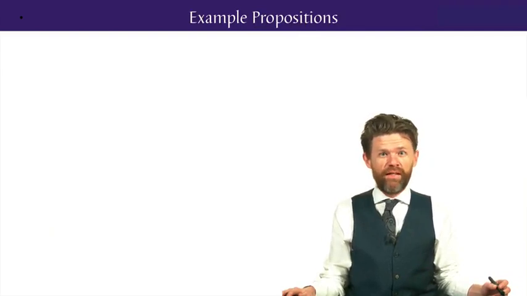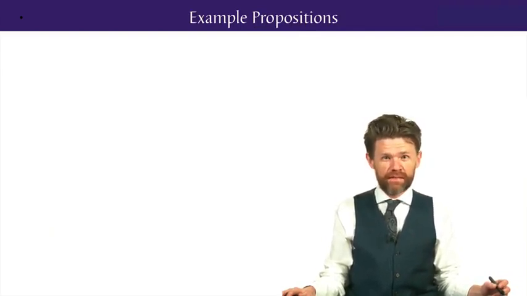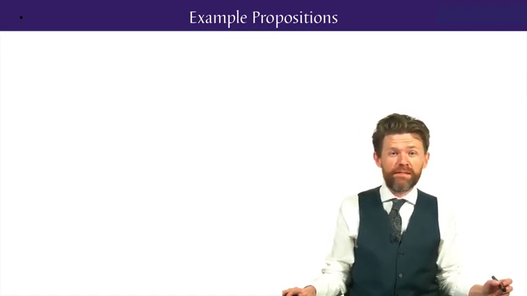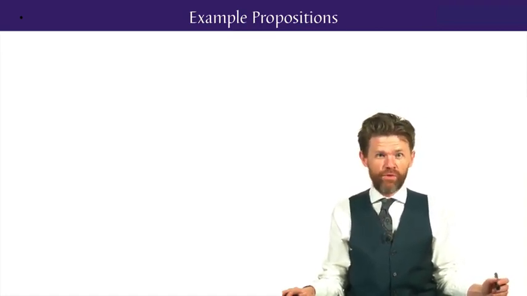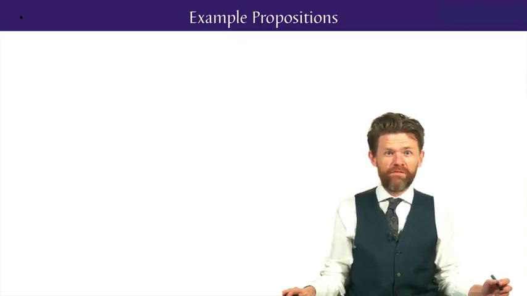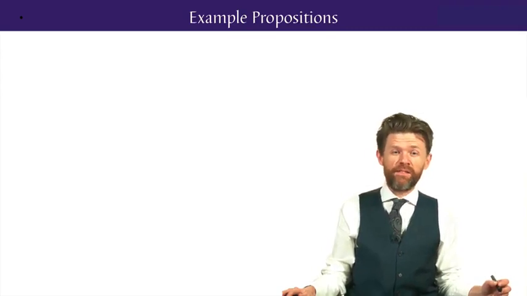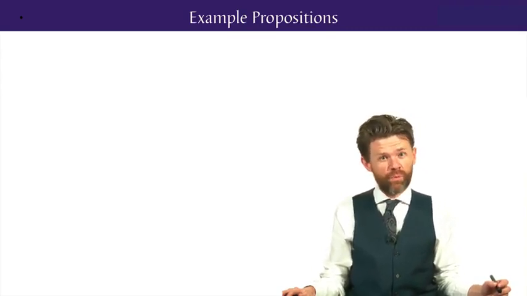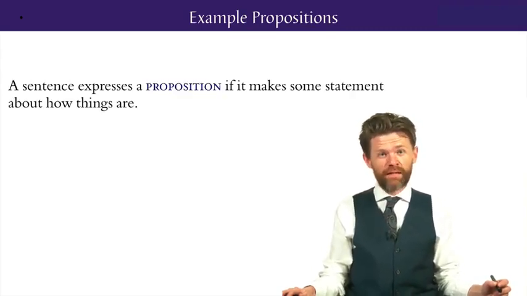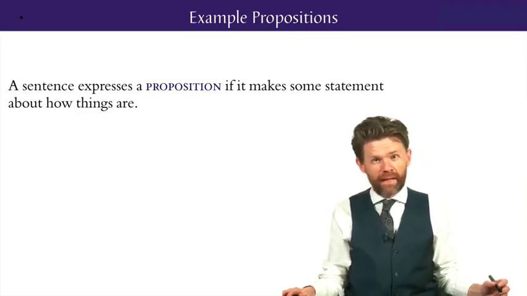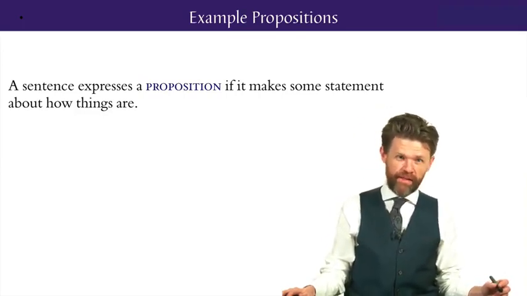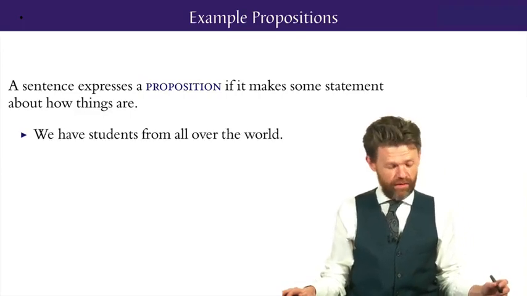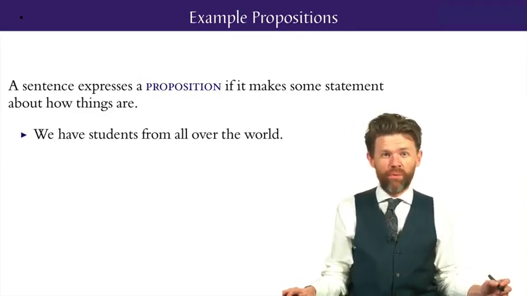What sort of thing can enter into these relationships of consistency, consequence, or equivalence? Now, propositions are the individual bite-sized units of information. They're the kinds of things that you can express in a sentence, but not every sentence expresses a proposition. A handy rule to help you see which sentences express propositions is to ask, does this sentence make some statement about how things are? For example, we have students from all over the world. That does, and it describes you.